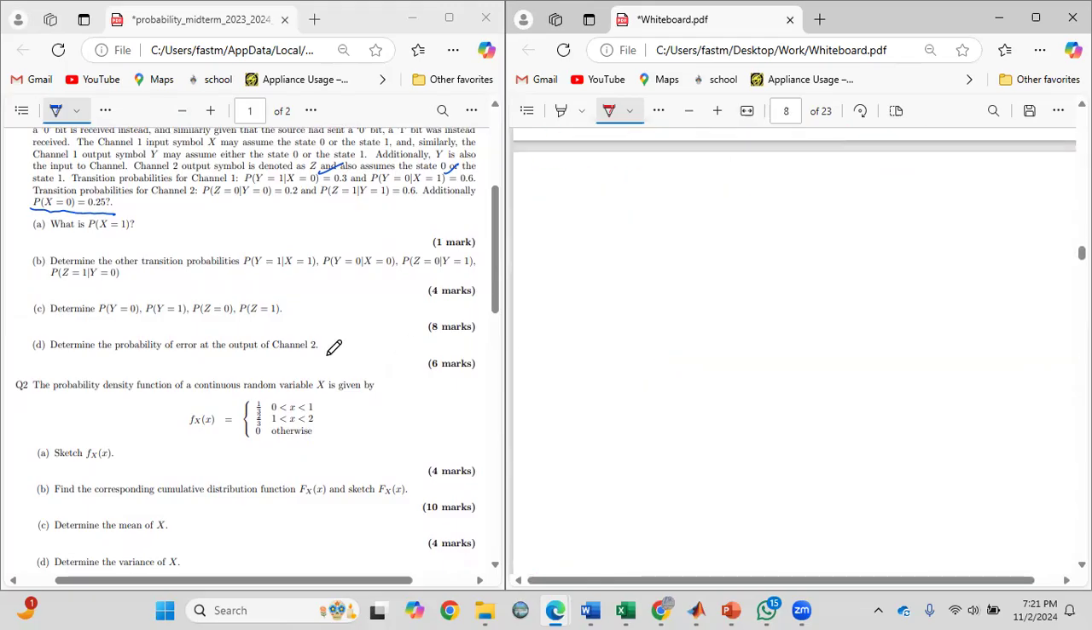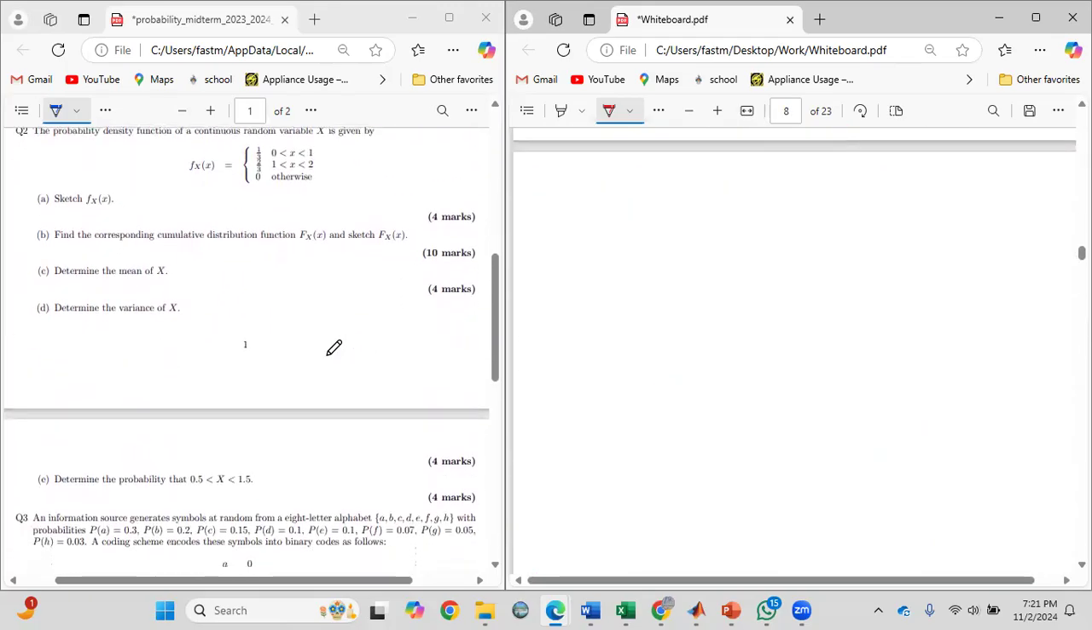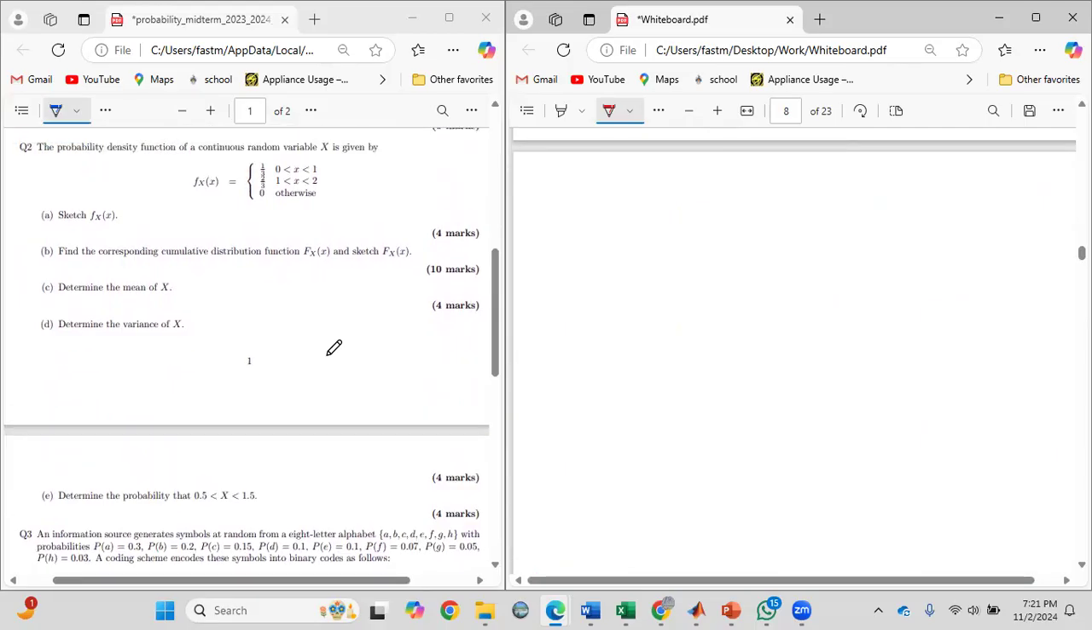Okay, nice. Question 2. Question 2 is a continuous random variable question. I'm going to do it how I showed you, so you'll see it's not as difficult. If you approach it like this, you'll be happy, because it's the same thing again, a little bit of integration. So, the probability density function of a continuous random variable is given by this. Sketch the PDF.